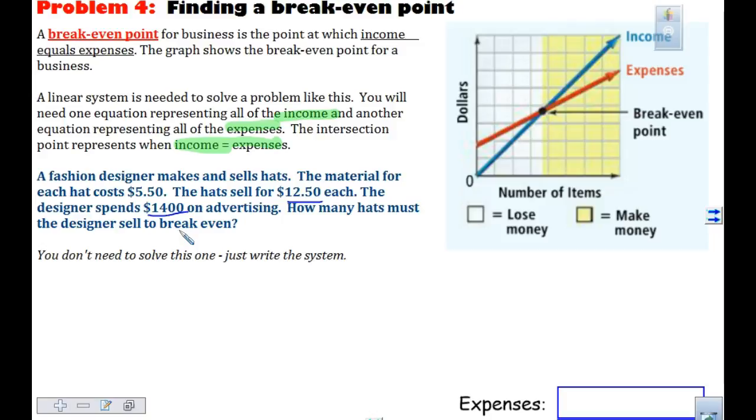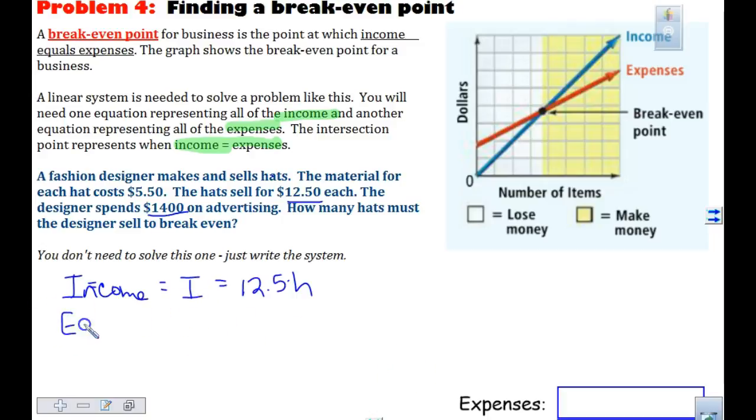So, the first thing we want to look at is, what is our income? I is going to equal our income. I'm going to put income equals, that's my I. How much income are we making? Where does she make her money? When she sells the hats for how much? 12.50H, right?